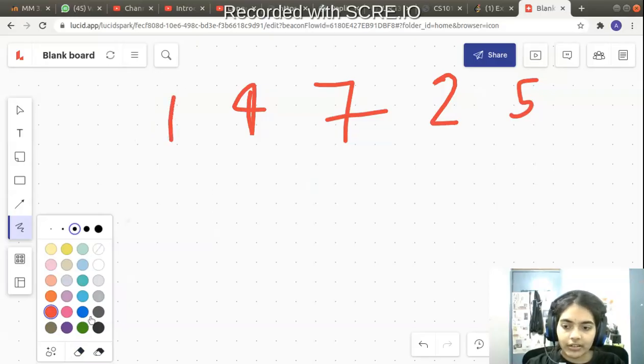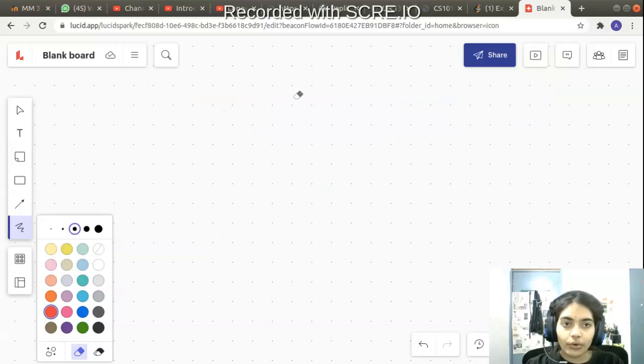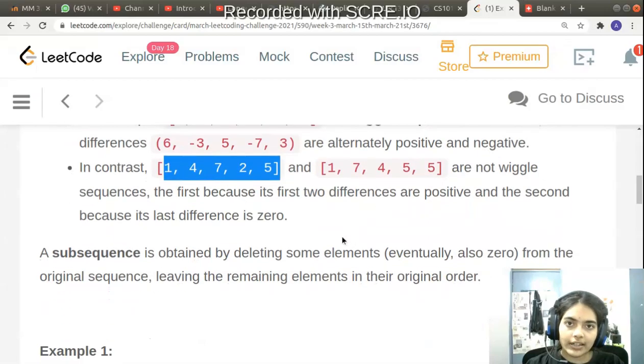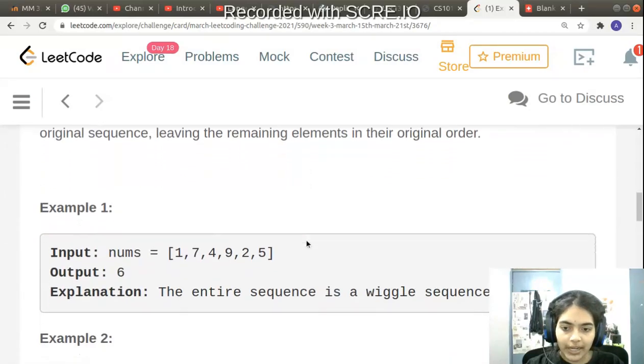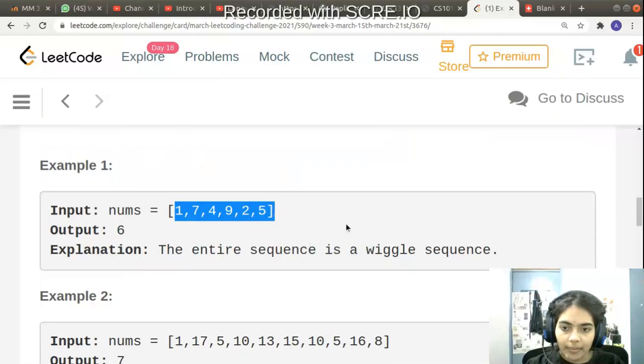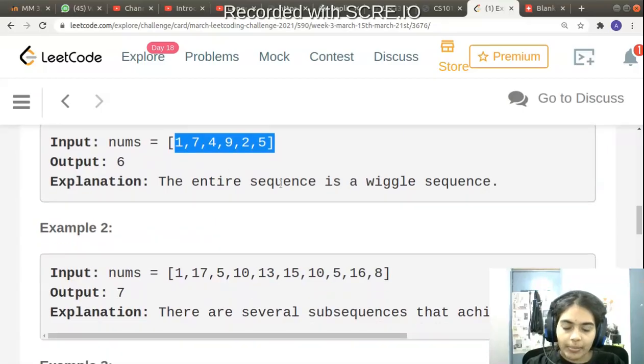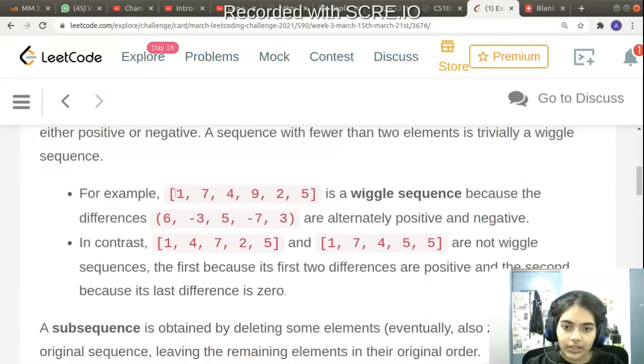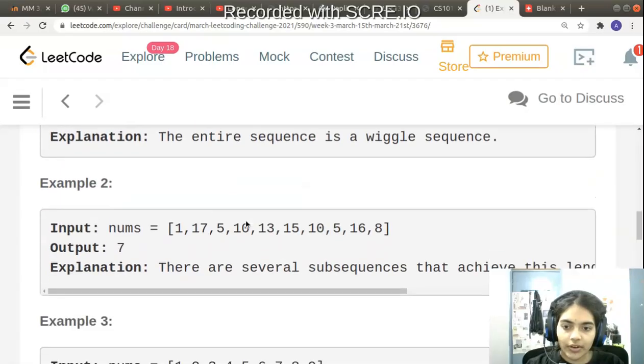And you can even actually delete 7. 1 4 2 5 is also a Wiggle subsequence. So if you delete one node, remaining all numbers will form a Wiggle subsequence. So maximum length of Wiggle subsequence in this array that was passed to us is 4. Like this we have to find the Wiggle subsequence that can be formed of maximum length. Okay, so let's take this example. This entire example 1 7 4 9 2 5, which we just saw, is a Wiggle subsequence which we have already seen.